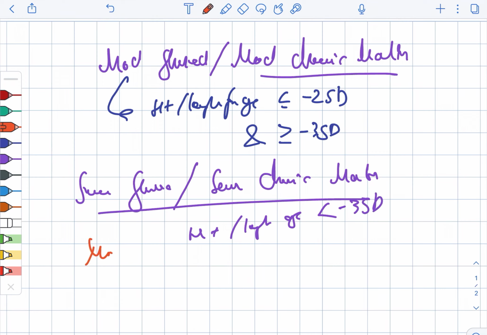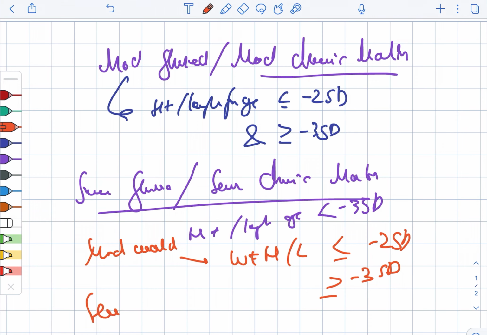In case of moderately wasted, here the weight for length or height is less than or equal to -2 standard deviation and greater than or equal to -3 standard deviation. In case of severe wasted, the weight for height to length is less than -3 standard deviation.